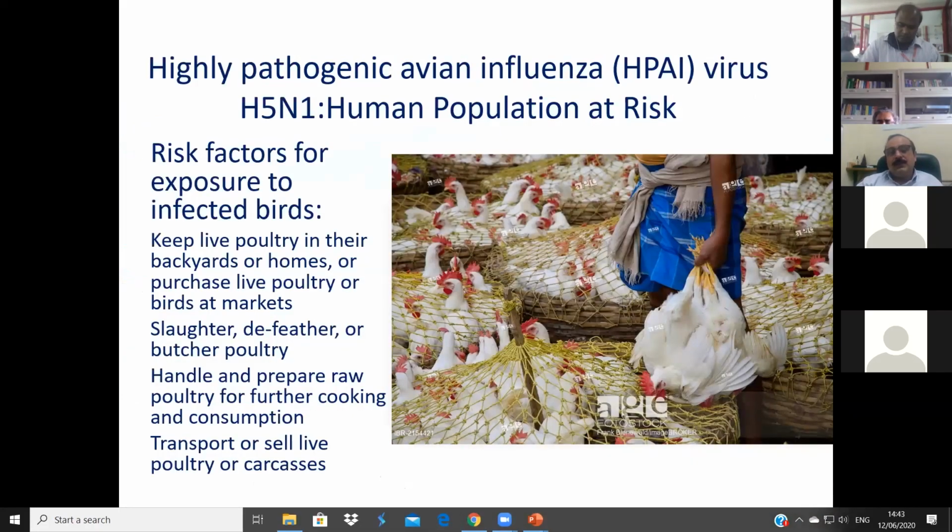Another organism which is very important from the global health security perspective is H5N1, or highly pathogenic avian influenza virus, which is also a zoonotic disease and puts the human population at risk.